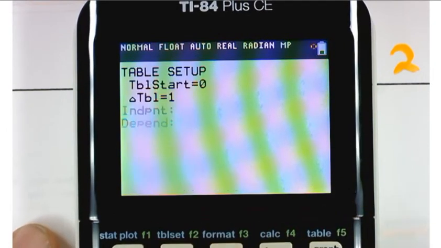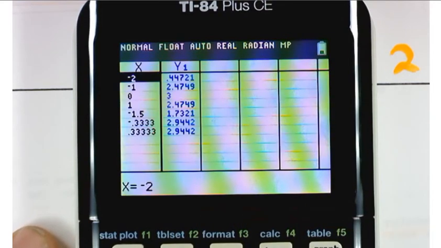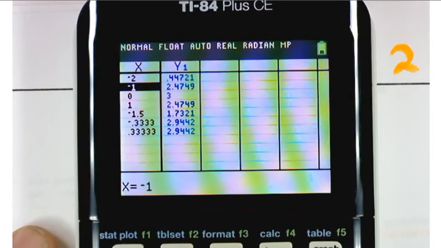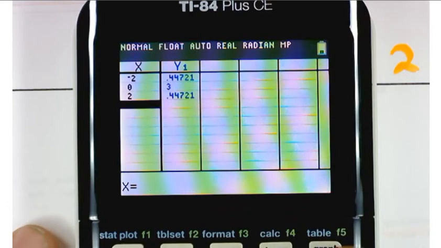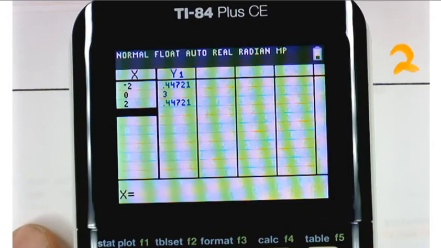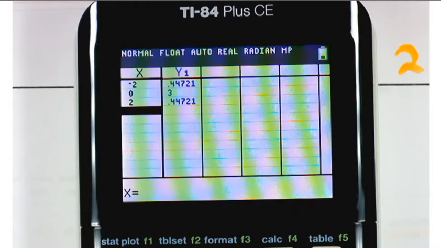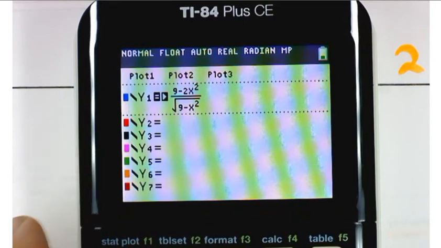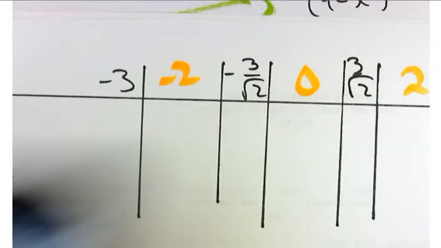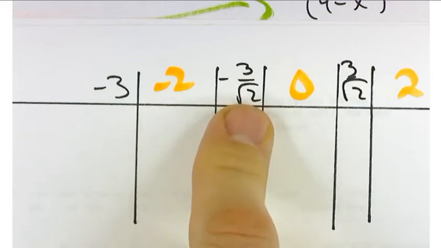Let me make sure that my table is set up to ask. It is. Let's just go to table and test some values at -2, 0, and 2. And I'll delete the rest of the values that I see here. Looks odd. It's always positive. Why not? They're in the domain. Oh, are they? Really? Oh, okay.